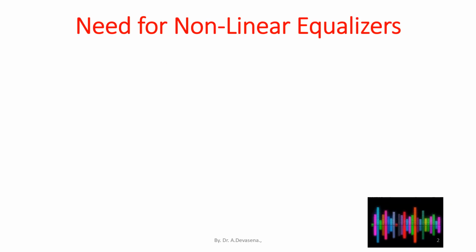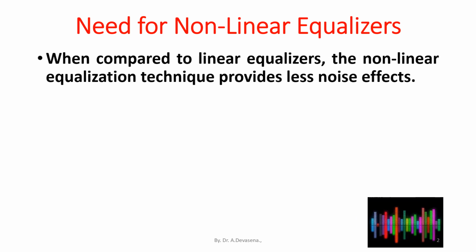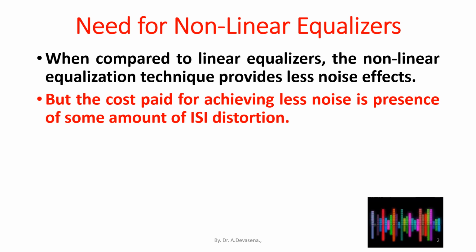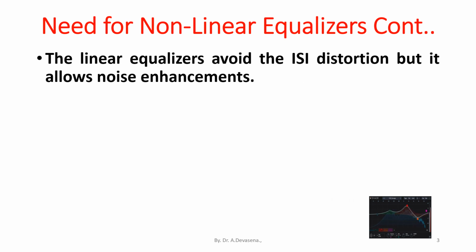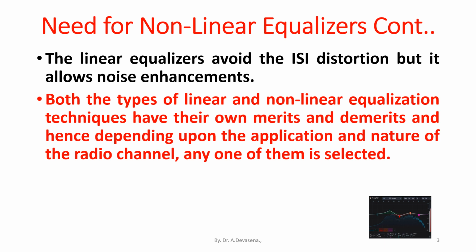Need for nonlinear equalizers. When compared to linear equalizers, the nonlinear equalization technique provides less noise effects, but the cost paid for achieving less noise is presence of some amount of ISI, that is intersymbol interference distortion. The linear equalizers avoid the ISI distortion, but allow noise enhancement. Both types of linear and nonlinear equalization techniques have their own merits and demerits, and hence, depending upon the application and nature of the radio channel, any one of them is selected.